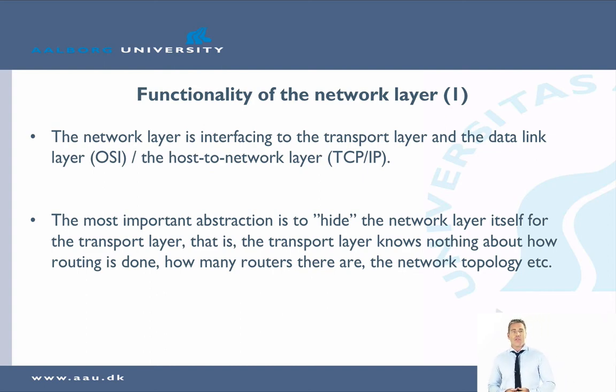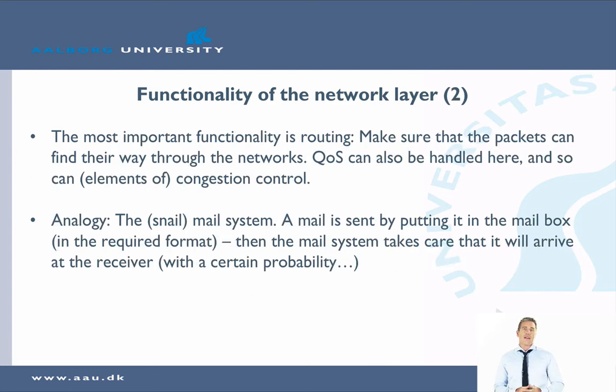So the most important functionality in the network layer is the routing, to make sure that the packets can find their way through the network. But there are some functionalities that can also be handled at the network layer. For example, quality of service and congestion control, which is usually handled in more than one layer. But some parts can be done in the network layer.